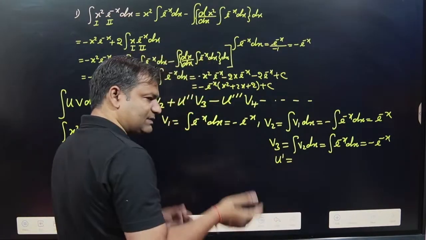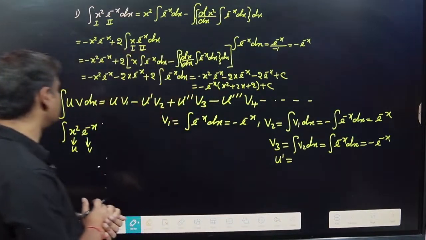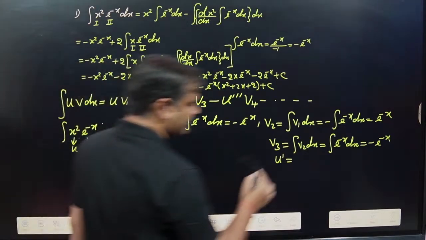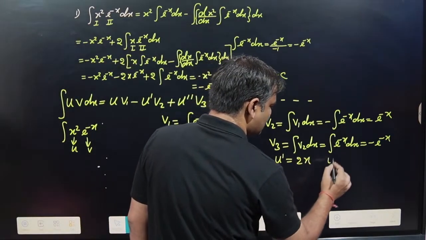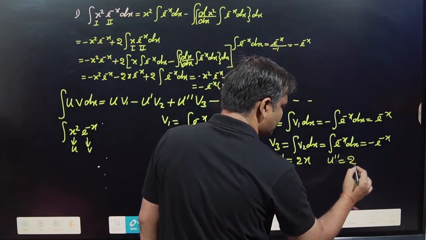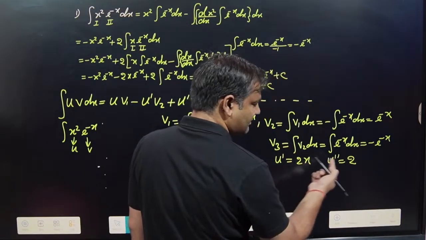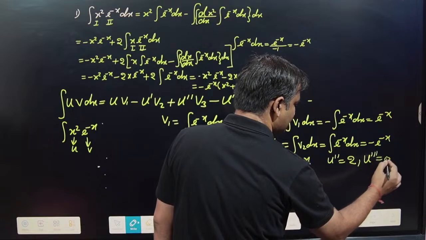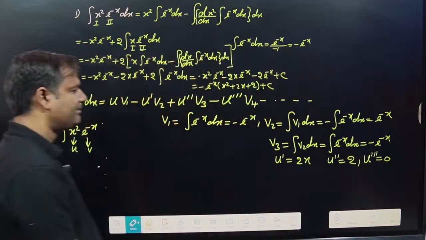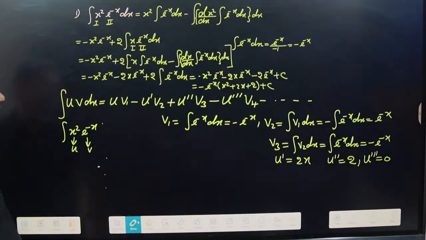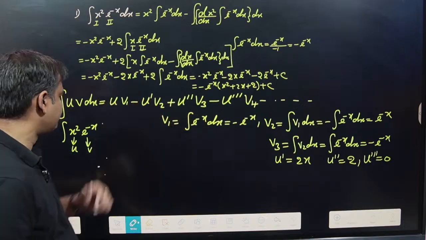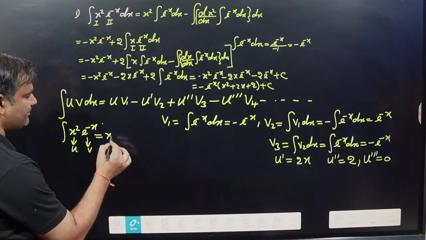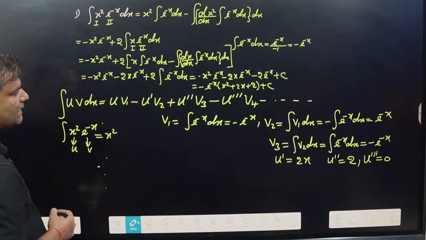After that, what about u prime? u prime means differentiation of u, means x squared, differentiation 2x. u double prime means simply 2, differentiation of 2x is simply 2, and u triple prime means that is 0.